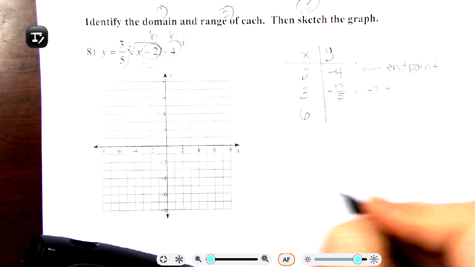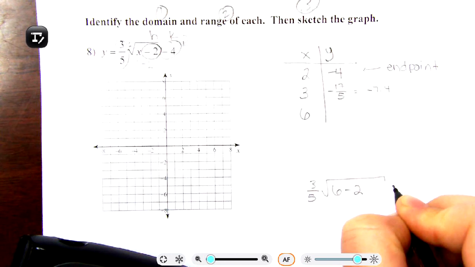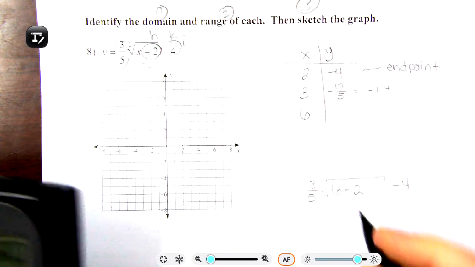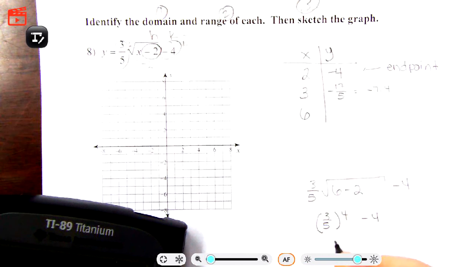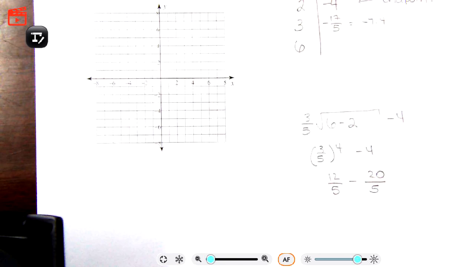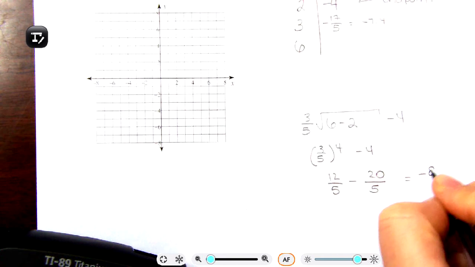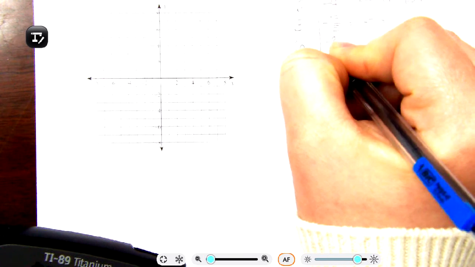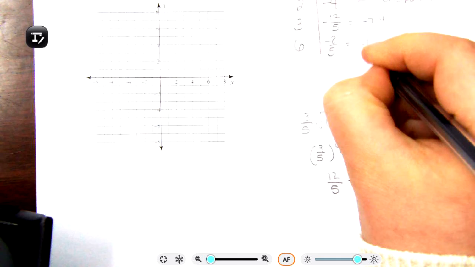Let's actually do it here, and then we have the room. Why not? 6 minus 2 is 4. 4 times 3/5 is 12/5. Minus 4, again, common denominator. I'm going to change that to 20/5. So 12 minus 20 over 5, we have -8/5. Or we can say that is -1.6.